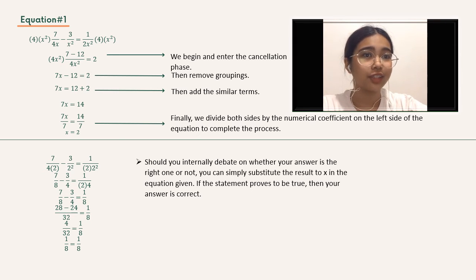Not that difficult, is it? Now, on to the next problem.